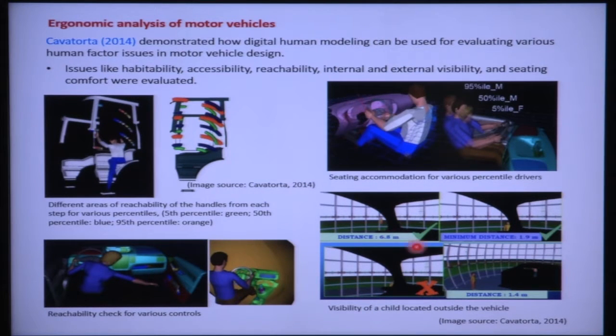Apart from that, the study also evaluated the visibility of a child located outside the vehicle: while a child is located outside the vehicle at different distances, at which locations that child is visible to the driver and at which locations it is not. So, these different aspects of motor vehicle development were studied by Cavatura in 2014 in the research paper.